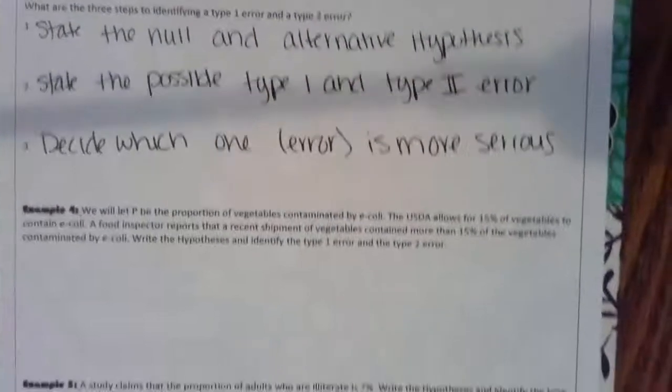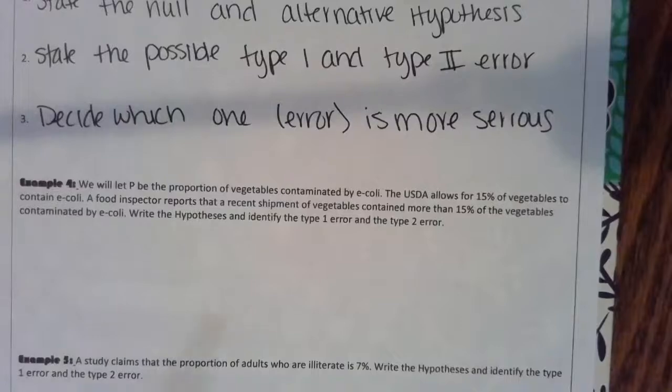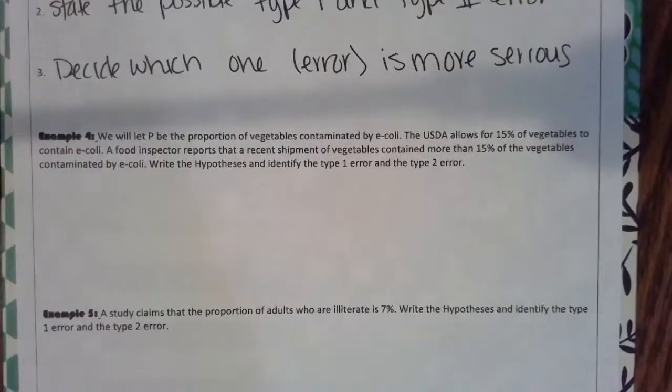Alright, so we will let P be the proportion of vegetables contaminated by E. coli. The USDA allows for 15% of vegetables to contain E. coli. That means at most 15% of the vegetables can do it. Anything less than that, but nothing greater than that. So a food inspector reports that a recent shipment of vegetables contained more than 15% of the vegetables contaminated by E. coli. Write your hypothesis and identify the type 1 error and type 2 error.